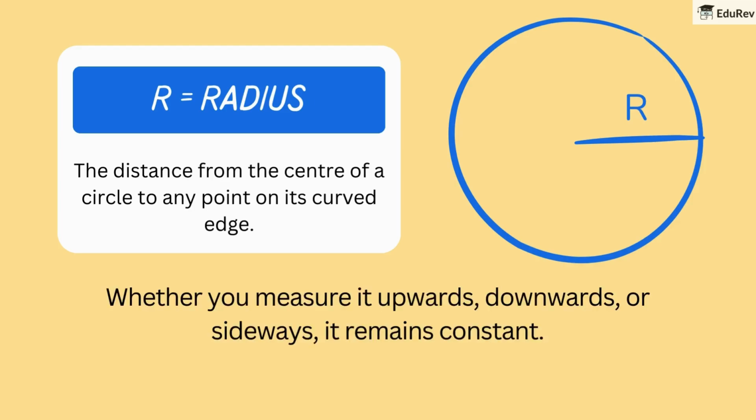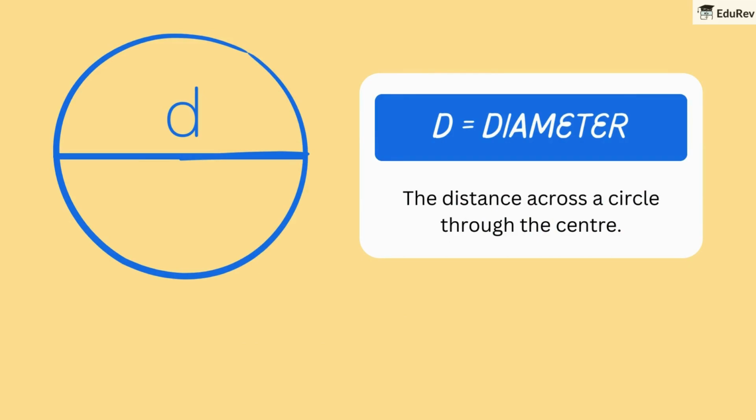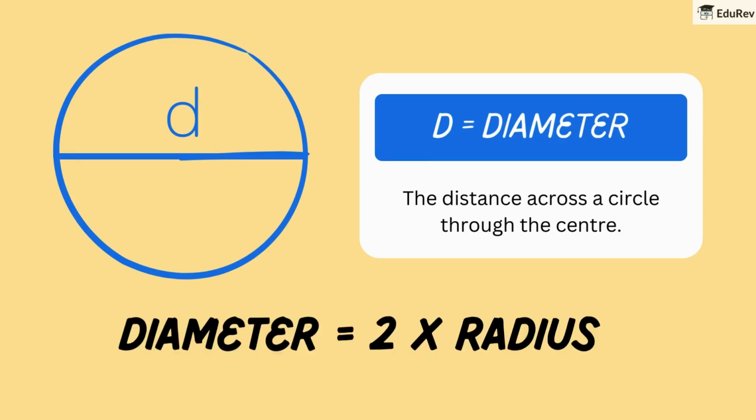Whether you measure it upwards, downwards, or sideways, it remains constant. Now, if you stretch the line from one edge of the circle, through the center, to the other edge, you've got the diameter. It's twice as long as the radius and cuts the circle in half. Think of it as a bridge connecting two points on the circle's boundary.